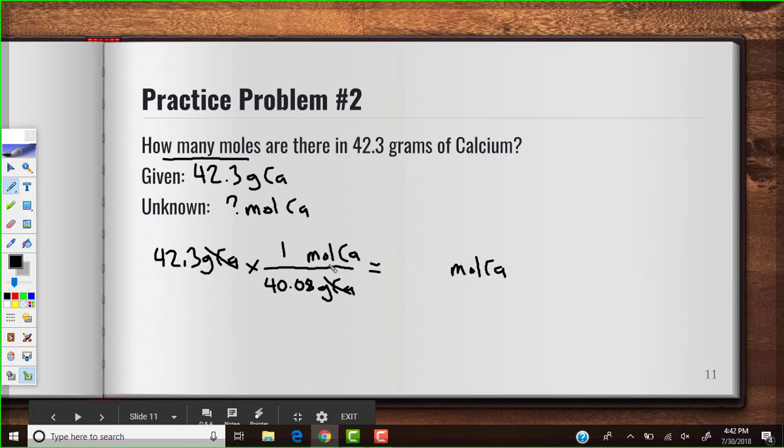We need to round to 3 significant figures based on our given. So it's going to be 1.06 rounding up moles of calcium. There we go. Simple enough. So again, find your given, figure out what your unknown is, do your dimensional analysis, plug your equations into your calculator, and solve. Let's try a few more practice problems just to make sure we have it.